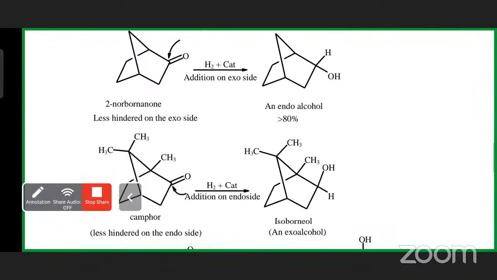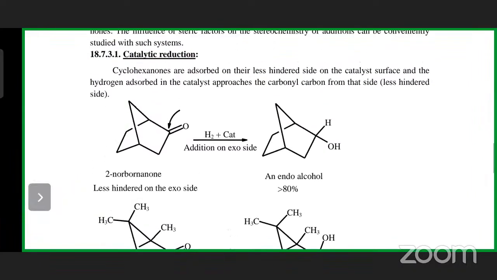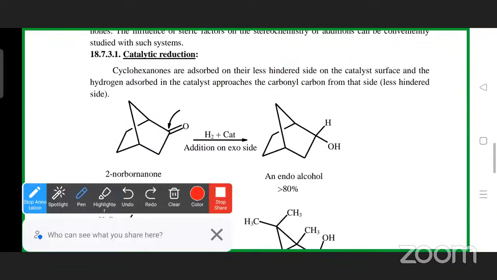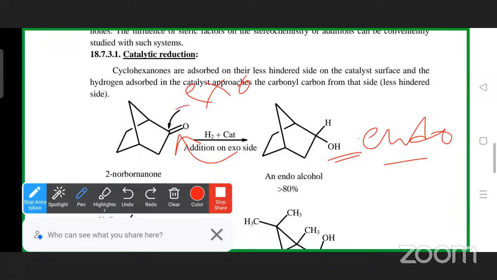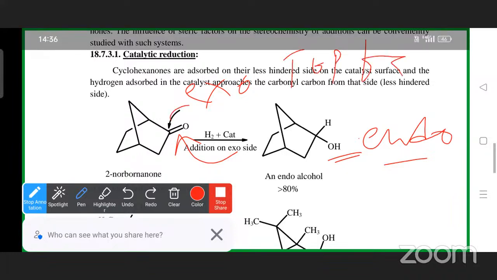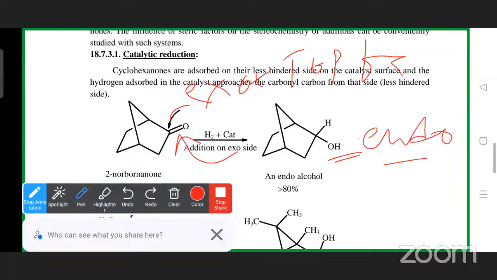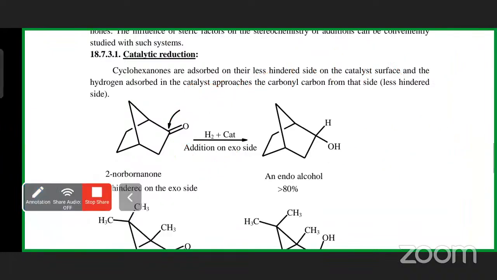And you see here when it is from the top side, the formed alcohol is endo. When the exo attack takes place, the product is the endo product here. If it attacks from the bottom face, that is endo attack. Top face is exo and bottom face is endo here. When the bottom face attack takes place, then the formed alcohol is the exo alcohol.